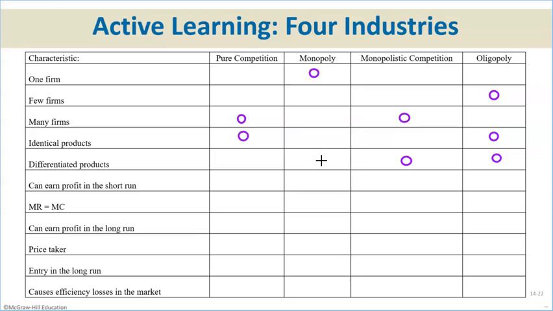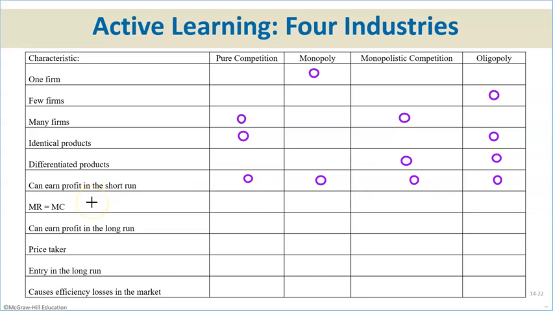Next characteristic, can earn profit in the short run. In the short run, every type of firm may be able to earn profit. So it's possible they may be earning a profit, a loss, or potentially zero in the short run, but it's possible in all 4 industries.